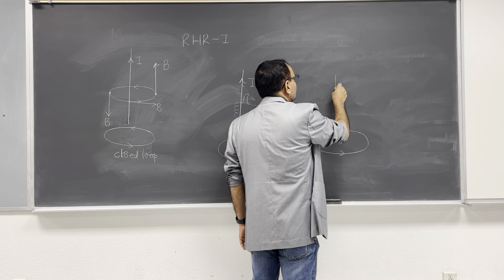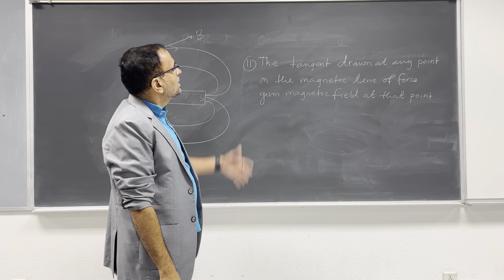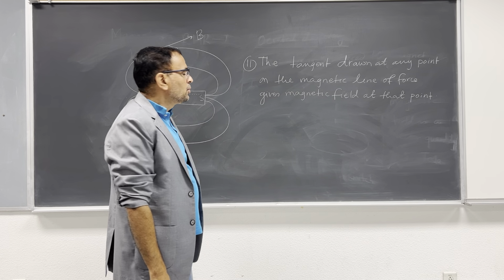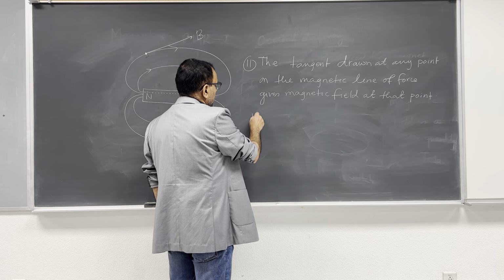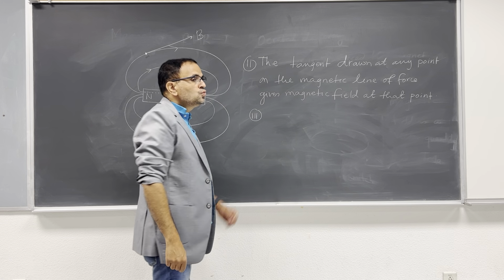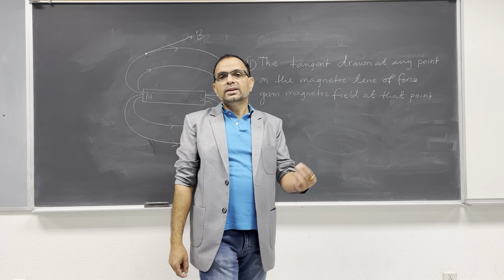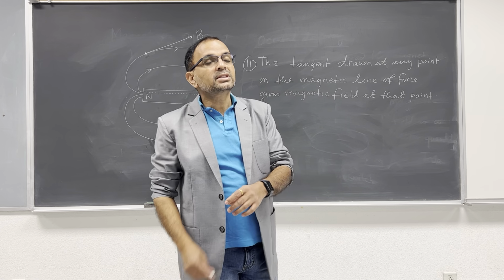The tangent line drawn at any point on the magnetic lines of force gives you the magnetic field at that point. Second point. And the third point is, two or more magnetic lines of force never intersect each other.